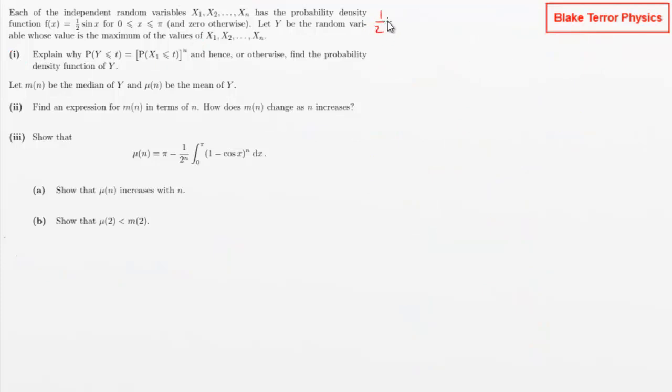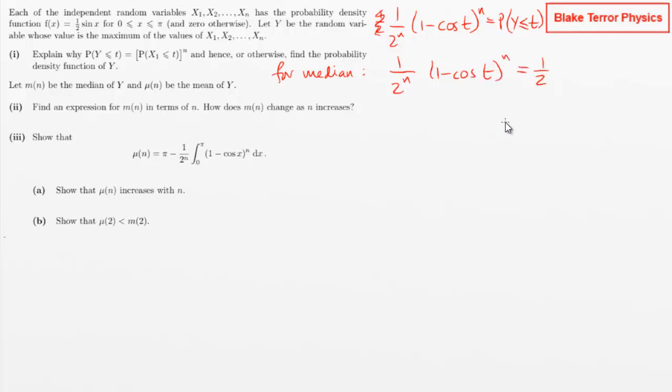Right, let's get that on the new sheet. So 1 over 2 to the n, 1 minus cos t to the n. So that's the probability that y is less than or equal to t. So for the median then, that is going to be equal to a half. So for the median, we've got 1 over 2 to the n, 1 minus cos t all to the n is equal to a half.